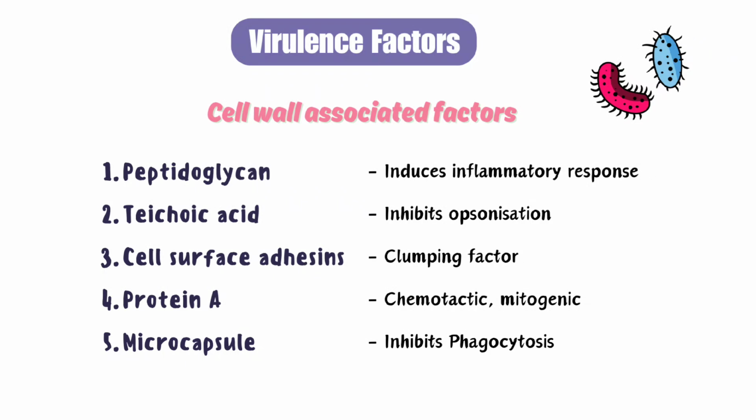Cell surface adhesins such as clumping factor or bound coagulase, fibronectin binding adhesin, and collagen binding adhesin are all virulence factors. Protein A also has many biological properties such as anti-complementary, chemotactic, mitogenic, inhibition of opsonization, and induction of platelet damage. It also mediates coagglutination reaction. Lastly, we have microcapsule. Some strains of Staphylococcus aureus have a polysaccharide microcapsule which inhibits phagocytosis by neutrophils.